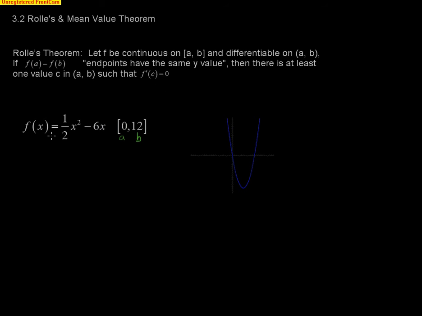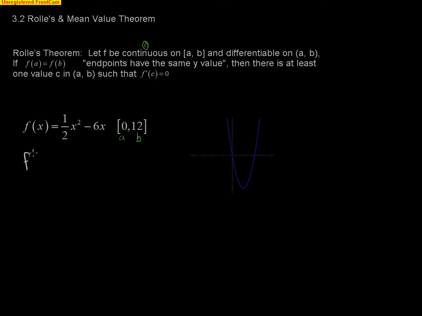So I've got an example right here. We've got f of x is 1/2 x squared minus 6x going from 0 to 12. I've got the graph right here. As you can see, we've got a parabola. Well, first and foremost, that's continuous. That's what we've got to have first. The second part that we've got to have is that we're differentiable.